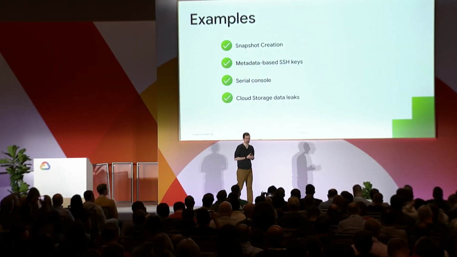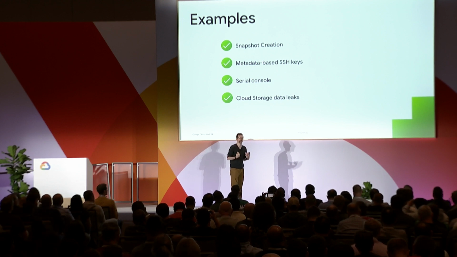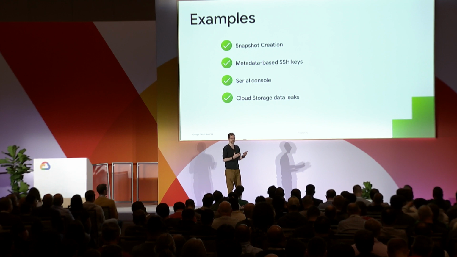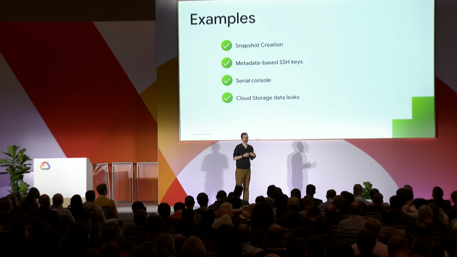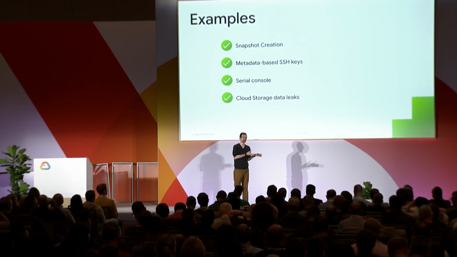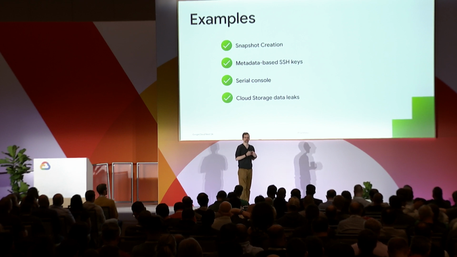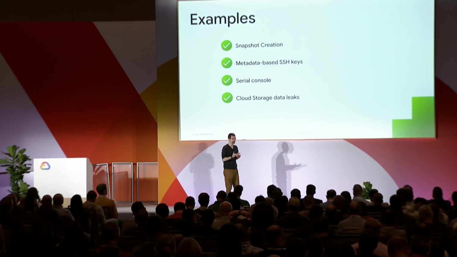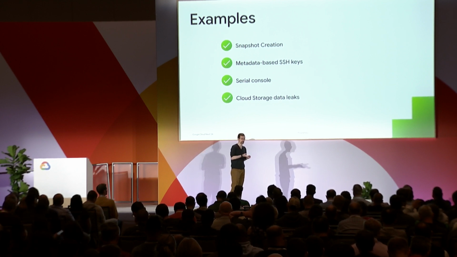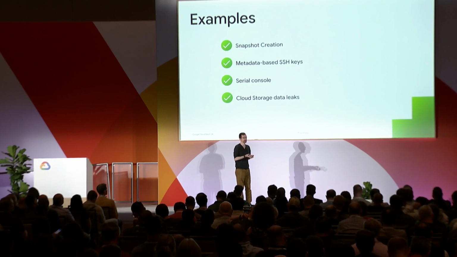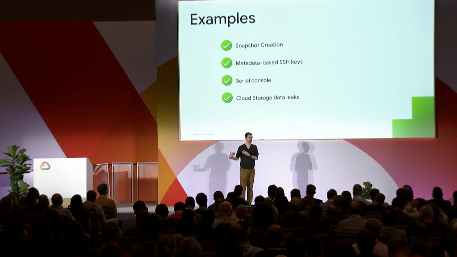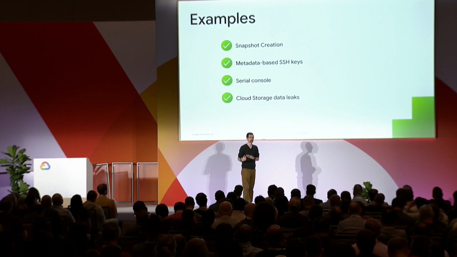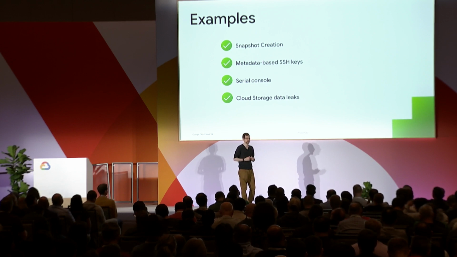So for example, snapshot creation is creating a snapshot or a backup of a disk. You might have a VM that's created from a disk, and you might have an IAM role that doesn't necessarily have access to the VM itself, but maybe it has access to create snapshots. And so if that particular service account is compromised, that attacker might be able to create a snapshot of the disk and then attach that to a VM in a project that they control, and then be able to read all of the data that's on the disk, for example.